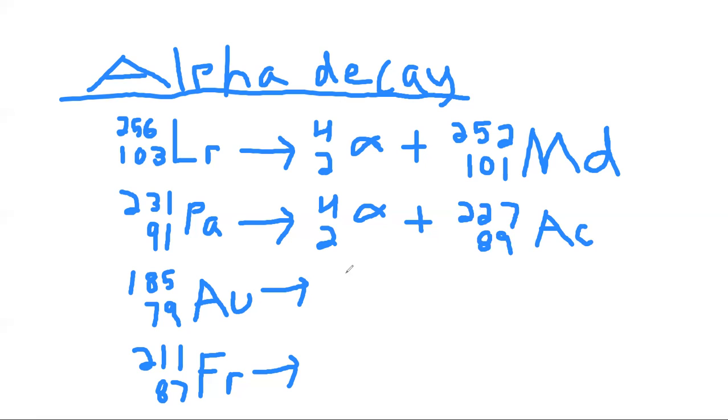Okay, so for the next one, just like before, we're still using the alpha particle. And for this one, 185 minus 4 would be 181, and 79 minus 2 would be 77. And the element with an atomic number of 77 is Ir.